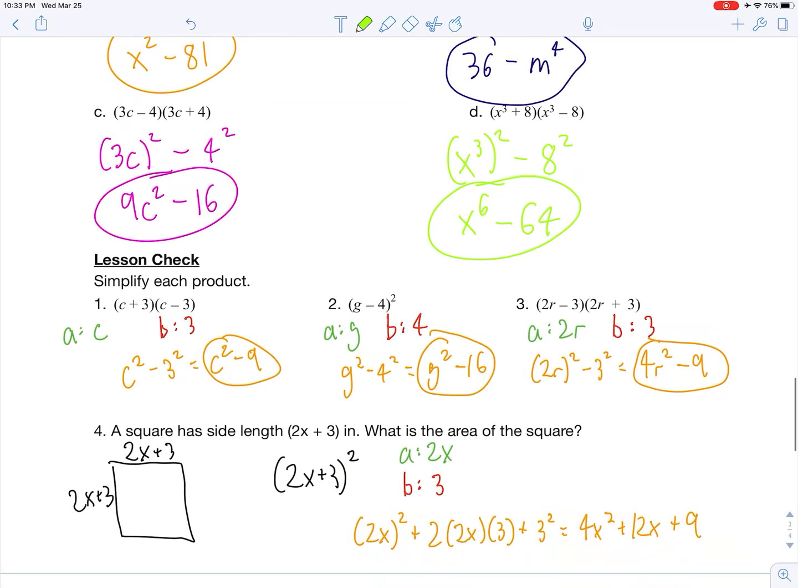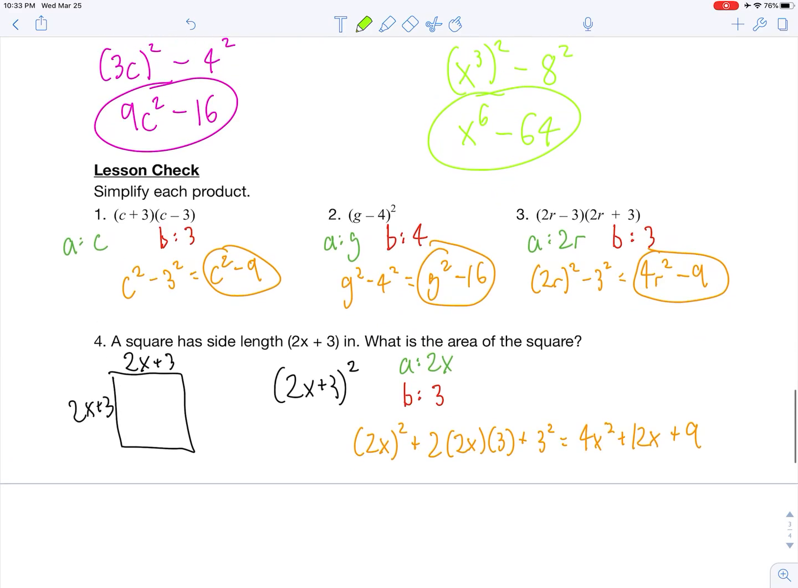And yeah, I've got a couple products of a sum and a difference. That was our shortcut, c squared minus 9. Number 3, same thing, 4r squared minus 9, pretty fast. And then number 2, I've got the wrong answer there actually. Let me fix that one. This is a good one to practice.